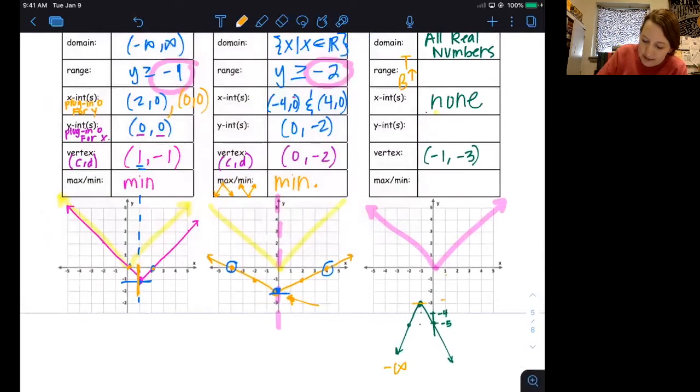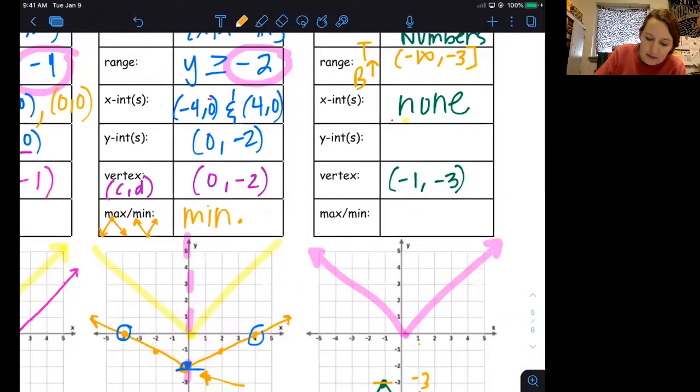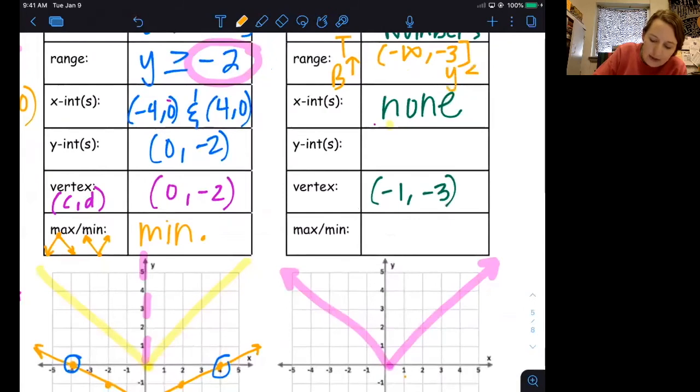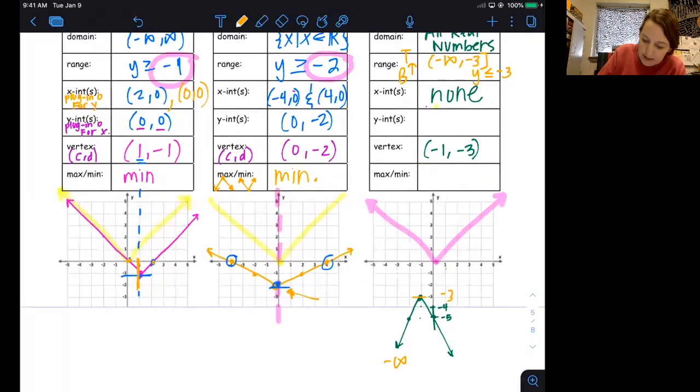For the range, if I read this graph bottom to top, the lowest value I see is -infinity. The highest value I see is -3. So we could say in interval notation, we go from -infinity to -3. We can put a bracket. Or another way to say is y is less than or equal to -3. Because from -3, from this point, we go down. So you'll notice the first two ranges were positive, greater than, because we faced up. This last one is less than because our graph is facing down.